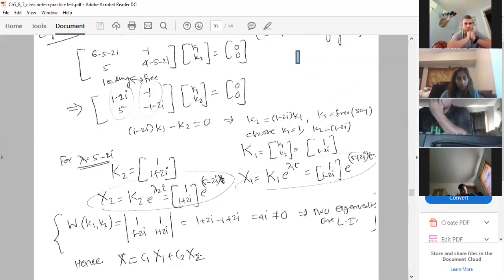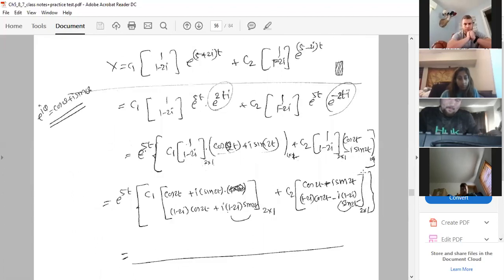So if I plug the values of x1 and x2, x1 is 1 and 1 minus 2i, times e to the power this one. I mean to say e to the power 5t times e to the power 2it. But e to the power 2it means e to the power i times theta, that means cosine theta plus i sine theta. Euler's identity. Look at here.